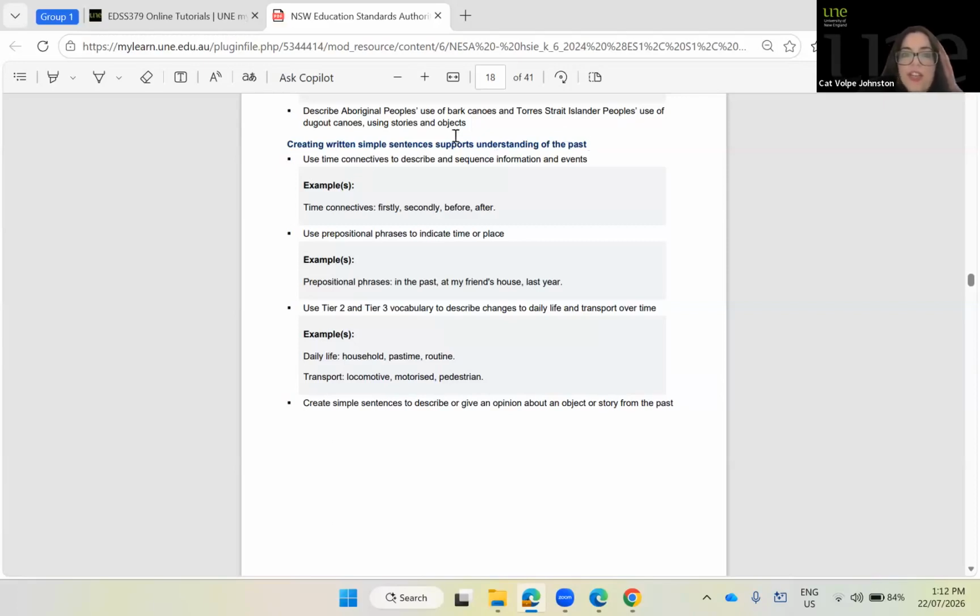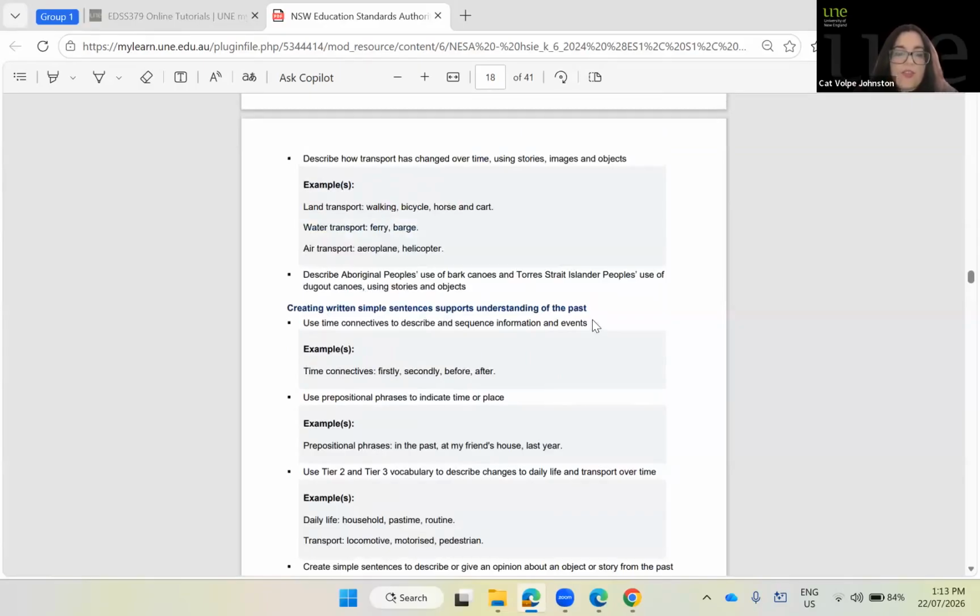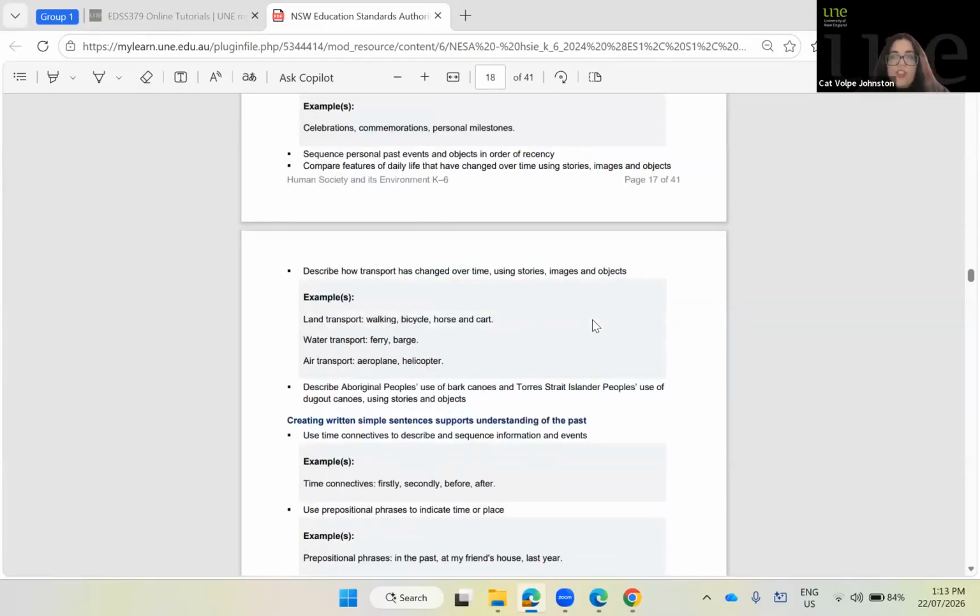And how do you do that? Using time connectives to describe and sequence information and events, using prepositional phrases to indicate time or place. So in the past, I did this, or last year I was doing this. Using tier 2 and tier 3 vocabulary to describe changes to daily life and transport over time, and creating simple sentences. So at the end of the unit of work, it'll show you that connection to that outcome that needs to be assessed in stage 3.